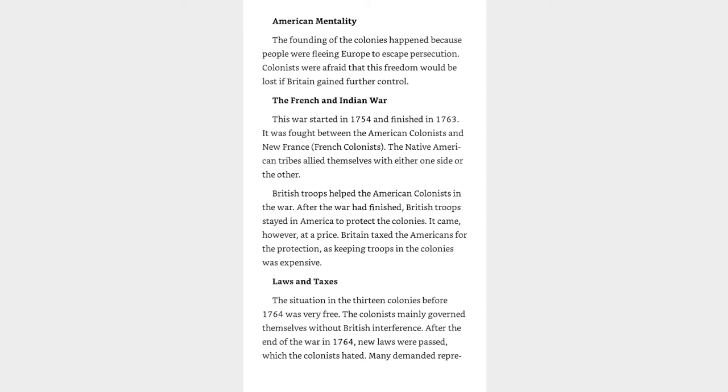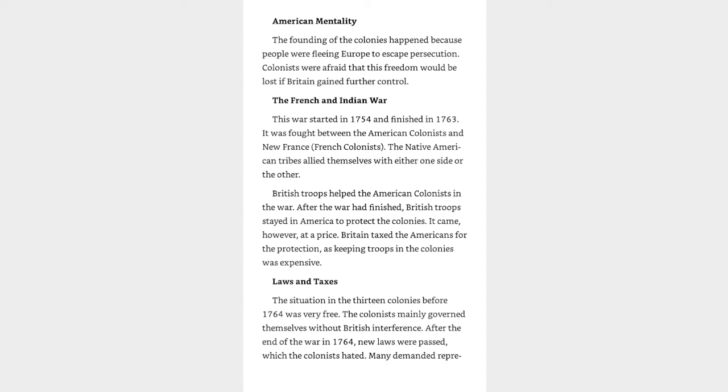Now we're on to the French and Indian War. This war started in 1754 and finished in 1763. It was fought between the American colonists and New France, or the French colonists. The Native American tribes allied themselves with one side or the other. British troops helped the American colonists in the war. After the war had finished, British troops stayed in America to protect the colonies. It came, however, at a price. Britain taxed the Americans for the protection, as keeping troops in the colonies was expensive.